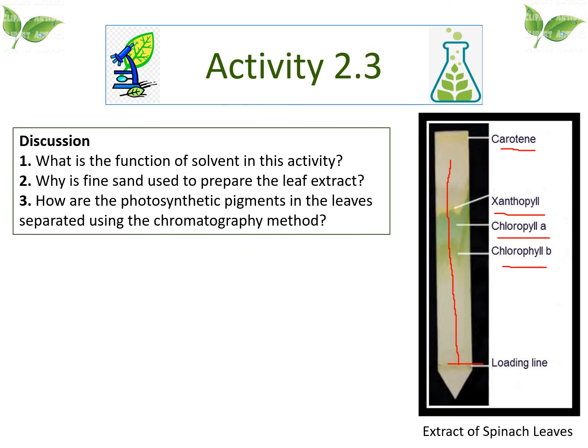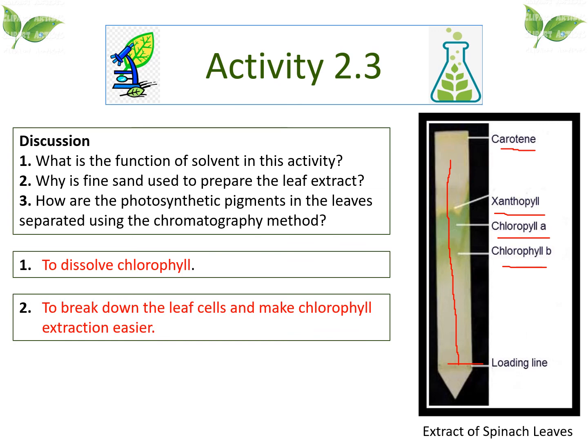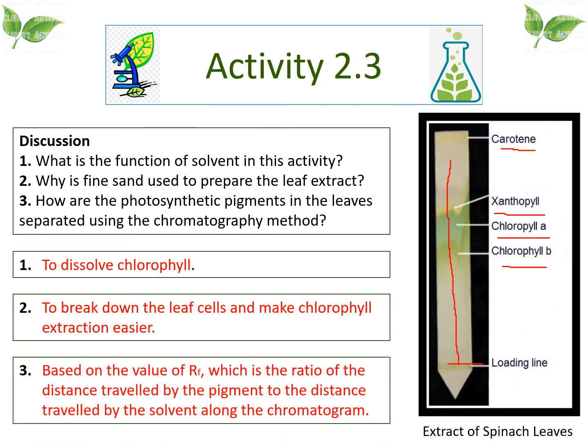Discussion question. What is the function of the solvent in this activity? To dissolve chlorophyll. Number 2, why is fine sand used to prepare the leaf extracts? To break down the leaf cells to make chlorophyll extraction easier. Number 3, how are the photosynthetic pigments in the leaf separated using the chromatography method based on the value of Rf, which is the ratio of the distance traveled by the pigments to the distance traveled by the solvent along the chromatogram. So this is actually the formula used to identify the types of pigments found in the spinach leaf.